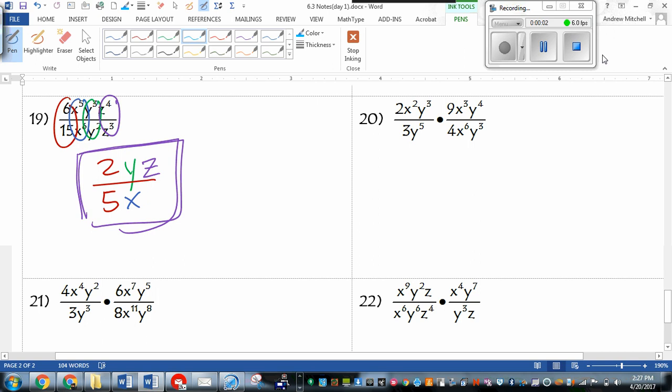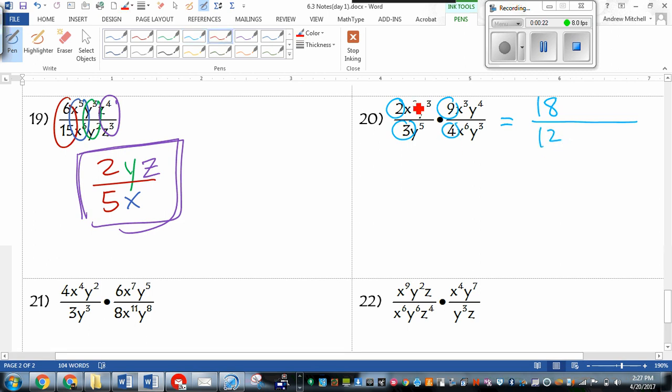Alright, problems like number 20, we have to multiply and divide. So we're going to focus on the multiplying part first. So we're going to multiply the parts on top. 2 times 9 will give us 18 on top. We can do the same on the bottom. 3 times 4, so we're going to end up with 12 on the bottom.